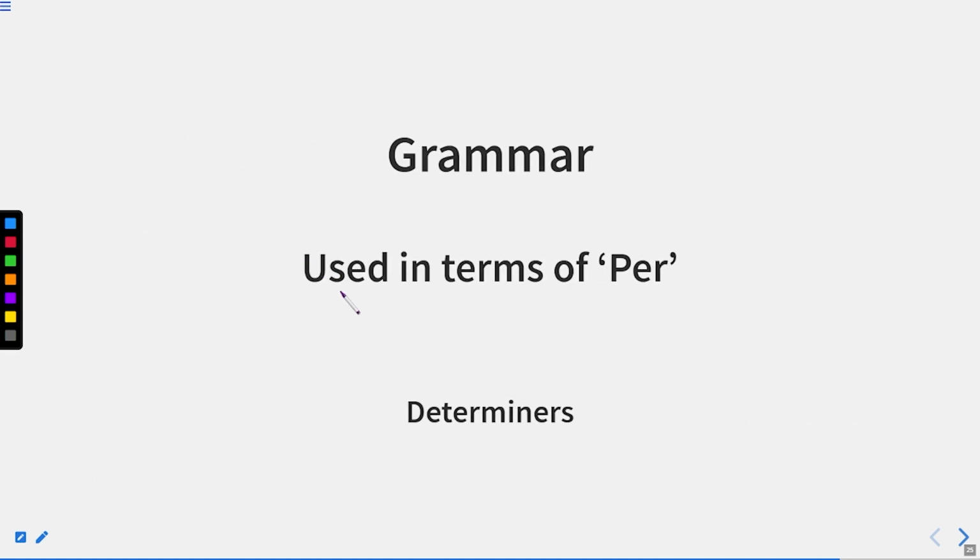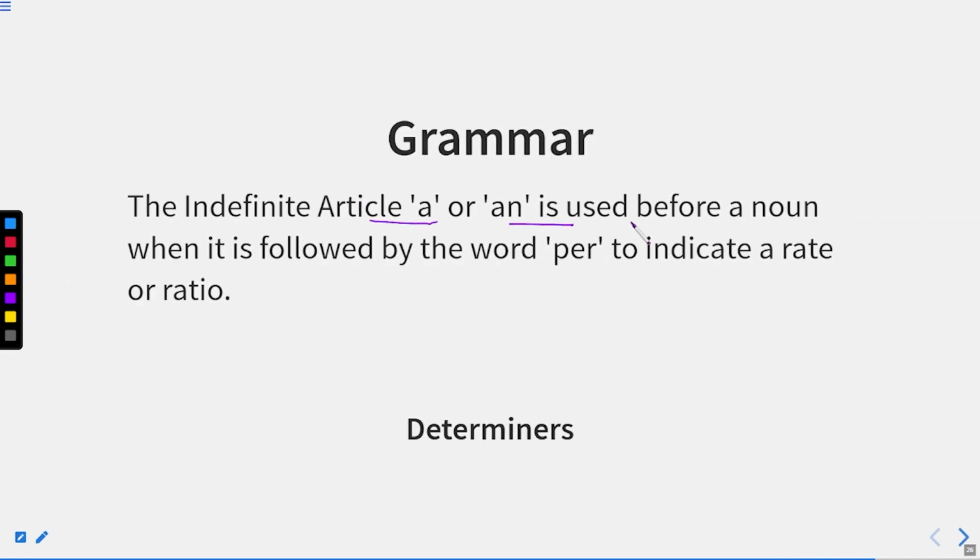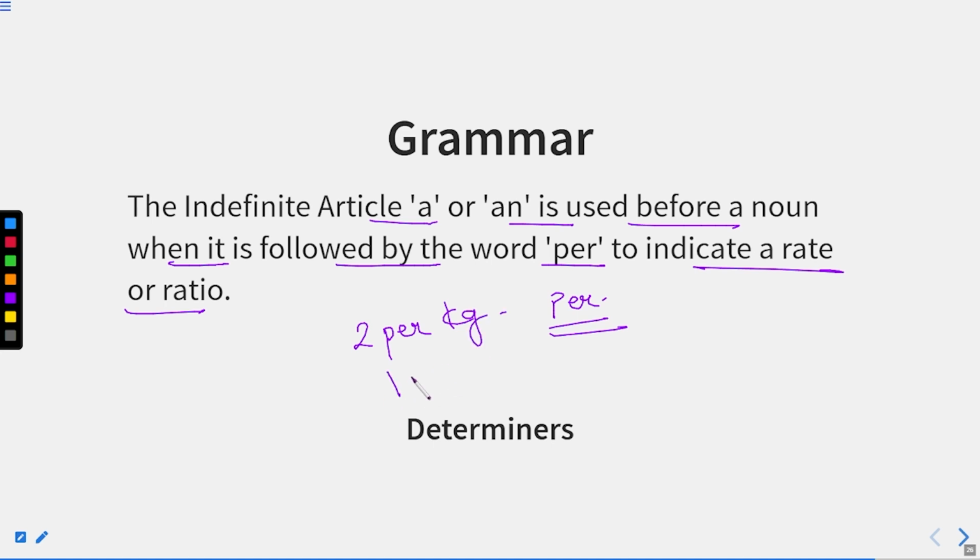Now we will read the indefinite article used in terms of per. Per means each and every. When we talk about each and every thing, we use the indefinite article. So how do we make the sentences? Let us see. The indefinite article a or an is used before a noun when it is followed by the word per to indicate a rate or ratio. Now here the word per is there. Per means for a particular amount or quantity. If I say 2 rupees per kg, it means 2 rupees for 1 kg. Now let us see the sentences.